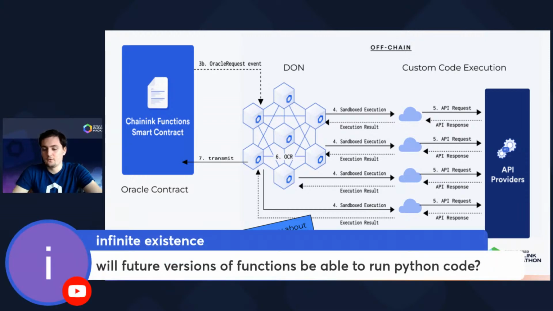We have a couple of questions. Will future versions of Functions be able to run Python code? Yeah, I think so. I don't have a written confirmation, but there will be more and more languages supported for sure, and Python is obviously one of the most popular ones. So I assume that Python will be there at some point in the future. I don't know when, and this is just my assumption. As I said, again, I don't have verbal or written confirmation from anyone on the team, but that seems like a logical step.